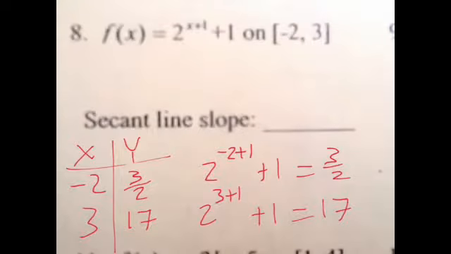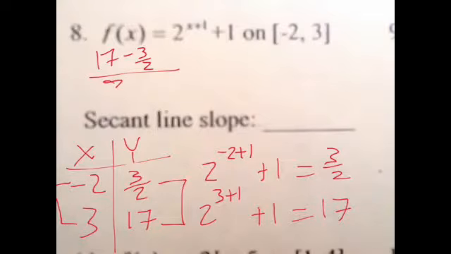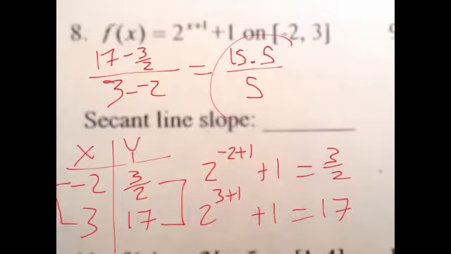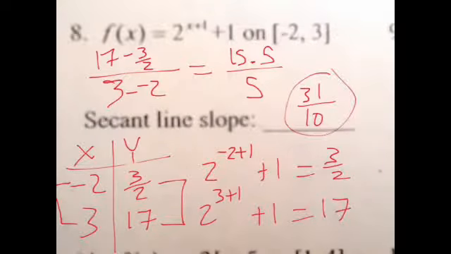Now if you want to get the slope, it's the change in y's over the change in x's. That is, if you do 17 minus 3/2 and divide that by 3 minus -2, you'll be getting a 5 on the bottom, and then you're looking at 15.5 on top. And when you calculate and do some simplifying so it doesn't have a decimal in it, you'll get 31/10. And that's going to be your answer.